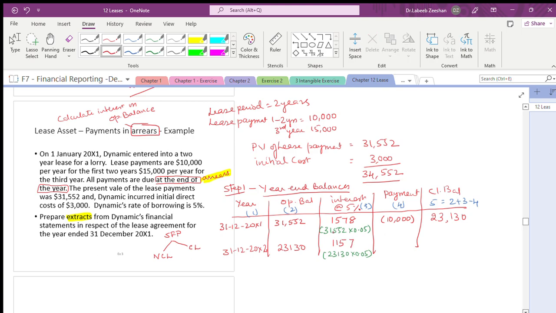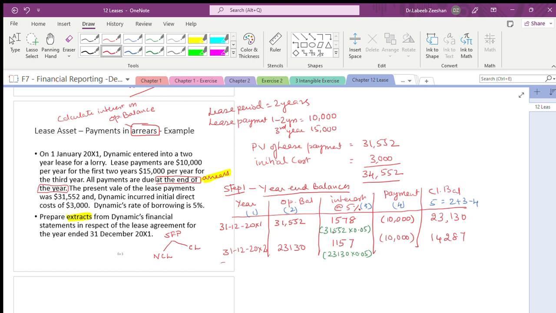1157. Okay. How much is that? How much are you paying at the end of the second year? This much. Is it right? What will be the balance? 23,130 plus 1157 minus 10,000. Okay. Balance is how much? 14287. Okay, is it clear now?